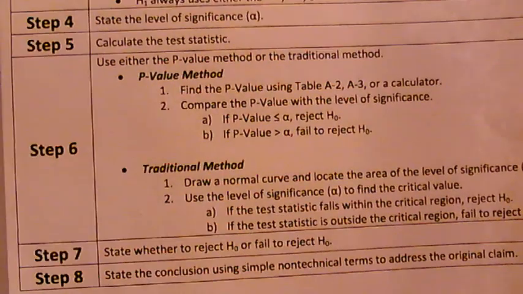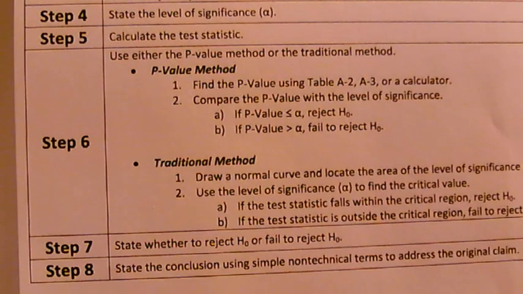Okay, now going back to my hypothesis testing procedure, step number 6 says this. You're going to use either of two methods, the p-value method or the traditional method, to decide whether to reject the null or fail to reject the null. So there are two methods that we're going to look at, in relationship to step 6 on the hypothesis testing procedure. One method is the p-value method.